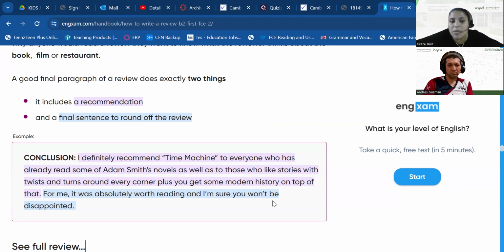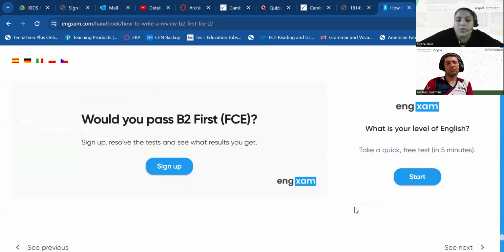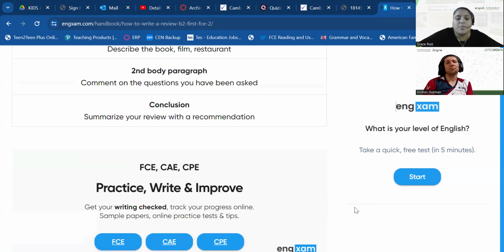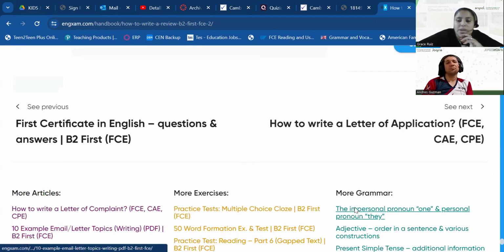So aquí estoy dando mi recomendación, ¿verdad? De que lo deberían de leer, el por qué deberían de leer este libro. Y luego estoy diciendo mi opinión, ¿no? Como que en general de mi review. Y eso es todo. Entonces, así es como se vería.